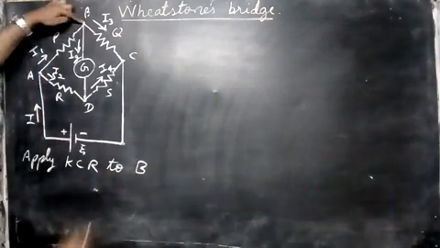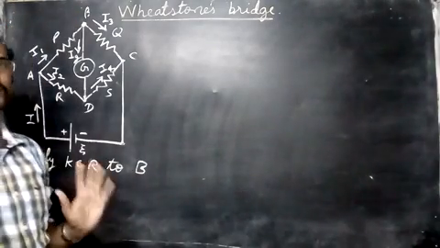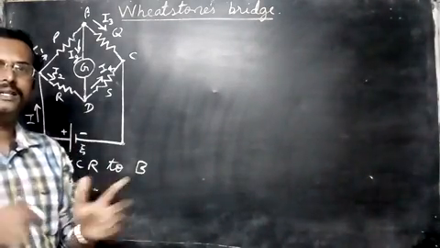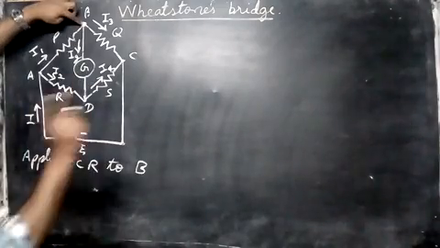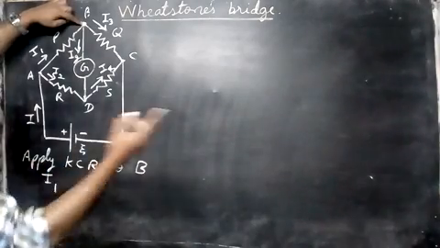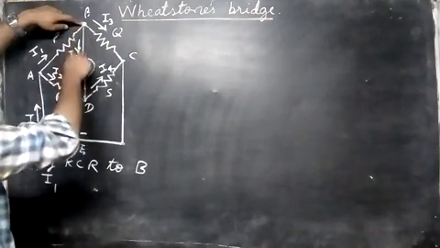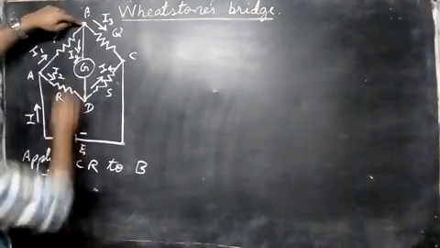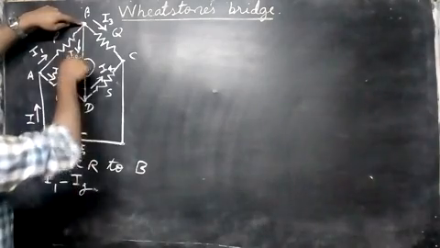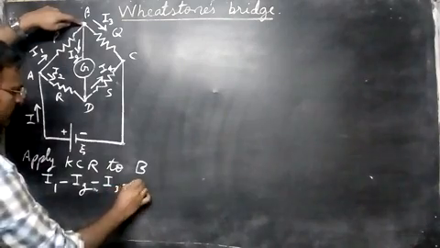Let's see what happens at this junction. First you must remember what Kirchhoff's current rule is. It states that the algebraic sum of all the currents meeting at a point is 0. This is a junction here. The current going into it is I1. If a current goes to the junction, it is positive. I3 and IG are going away from the junction. IG comes down, I3 goes this side. So IG comes out of the junction, so minus IG, because it is going away from the junction. I3 also goes away from the junction, so minus I3, that's equal to 0.